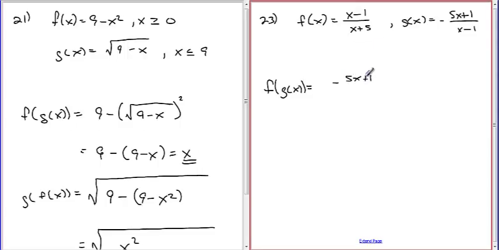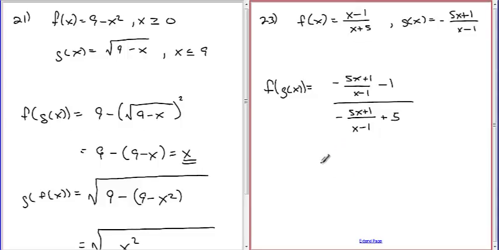Okay, negative 5x plus 1 divided by x minus 1, minus 1, divided by, make sure I'm doing the right function here. Okay, yep. And so this negative applies to both terms in the numerator. Then in the denominator you have, for x, we put in negative 5x plus 1 over x minus 1 plus 5.